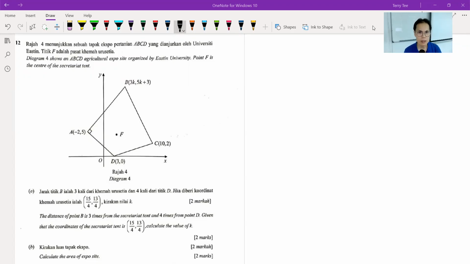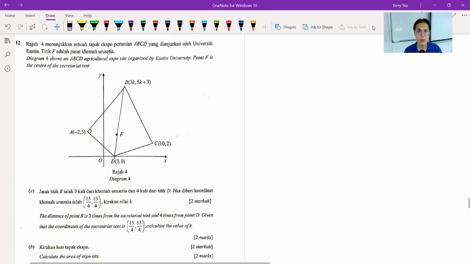Now, I think this question should mention that B, F, D are collinear. Yes, they must mention that, because when you say the distance ratio is 3 to 4, F can also be here. The distance, this is 3, that is 4. But the answer is based on the fact that they are collinear, all 3 points on the same line. So I'm just going to use that fact.